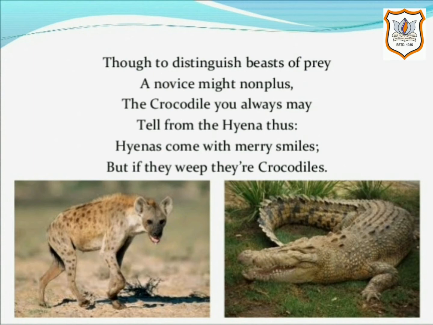So here the poet tries to help out the readers by telling the difference between two animals. He says that hyenas will be smiling, whereas if it is a crocodile, it is always in tears. Both of these animals are dangerous.